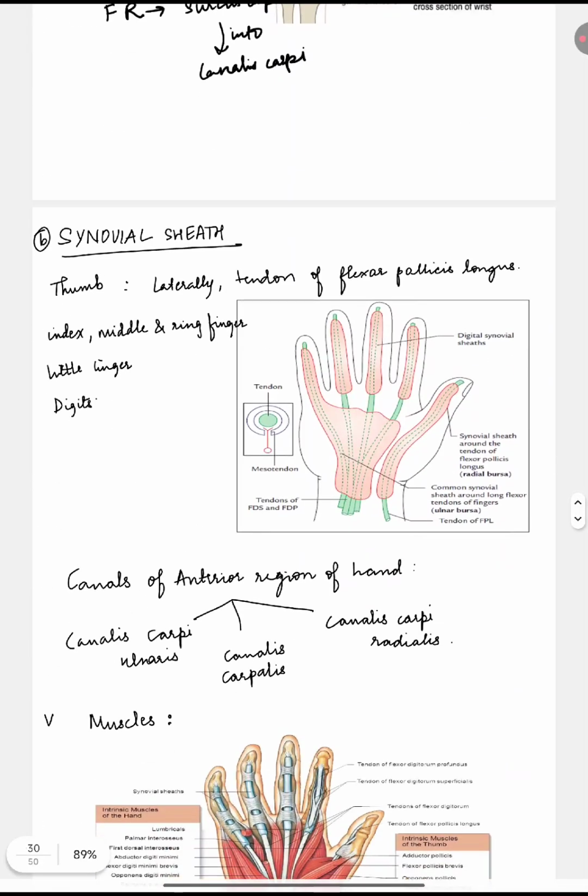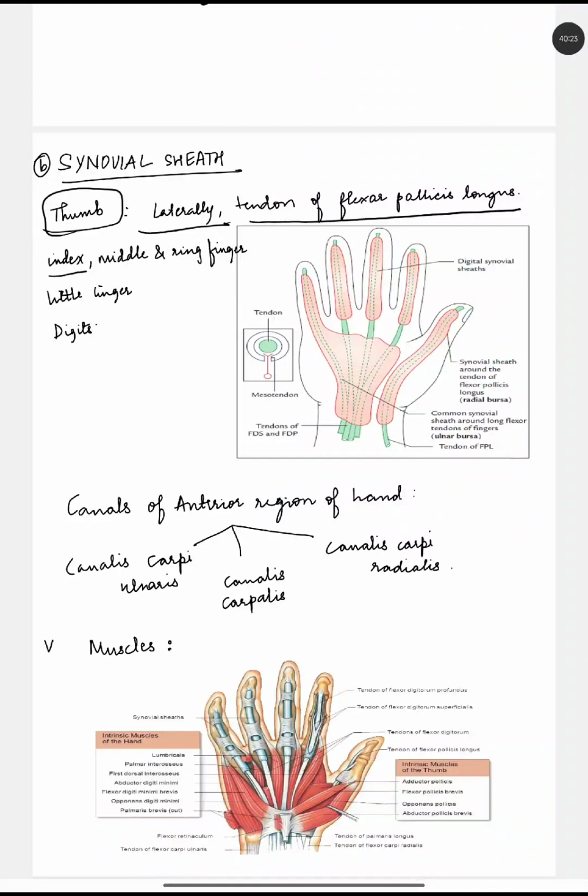Now, next is the synovial sheath. The synovial sheath is situated laterally. First is the synovial sheath of the thumb, which is present laterally, containing the tendon of the flexor pollicis longus. Superiorly the sheath protrudes 1 to 2 centimeters proximal to the flexor retinaculum, and inferiorly it extends to the base of the distal phalanx of the thumb.